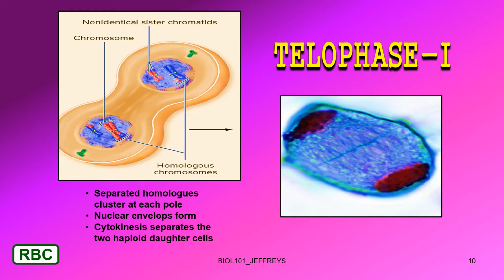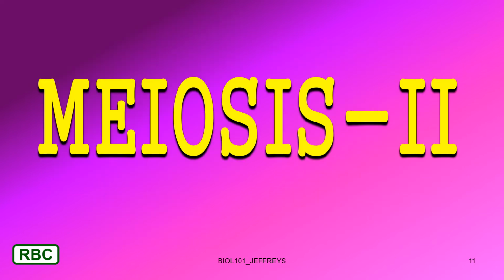Now, we've gone from diploid cells in prophase to now haploid cells. So we've gone from 46 chromosomes to 2 daughter cells, each with 23 chromosomes. And that's what we call meiosis 1, the reductive phase, because we reduce the number of chromosomes from 46 to 23. Okay, and that's it. Now we go into meiosis 2.